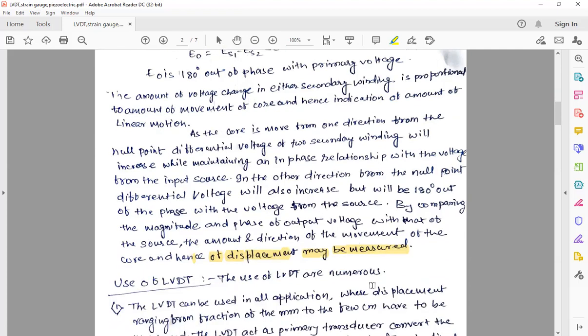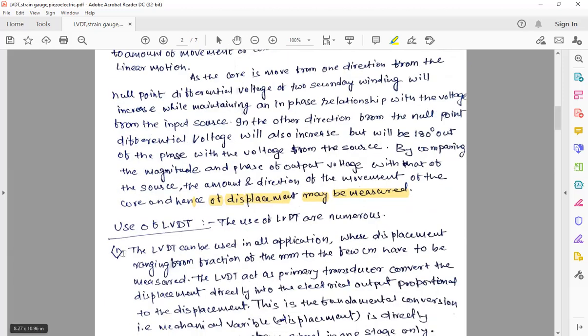Okay. So what is the use of LVDT? LVDT is used for measurement of linear motion in terms of output voltage. Okay. Any doubt? The uses of LVDT are numerous.